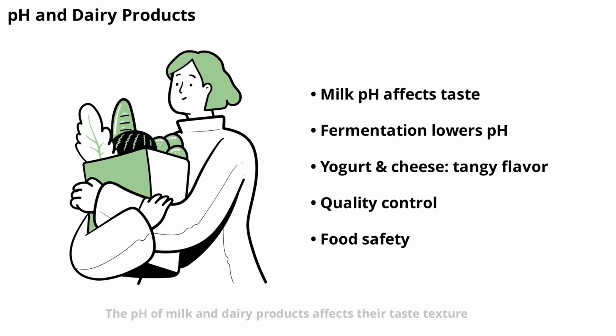The pH of milk and dairy products affects their taste, texture, and shelf life. For example, yogurt and cheese are made by fermenting milk, which lowers the pH and creates a tangy flavor. Monitoring pH helps producers ensure consistent quality and safety.